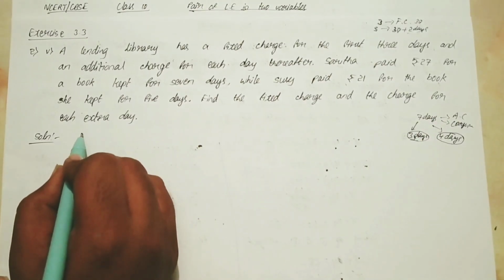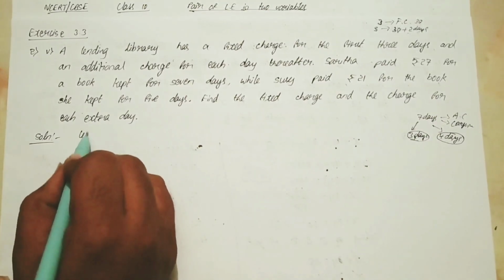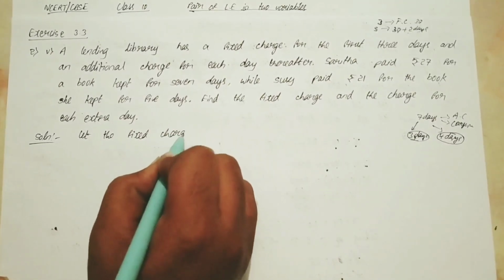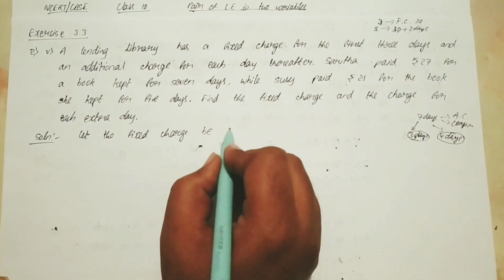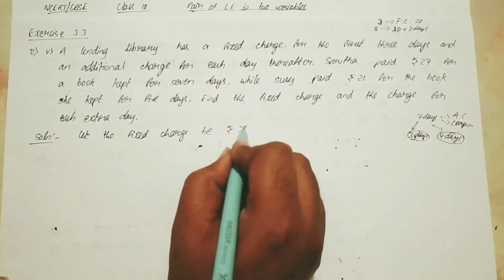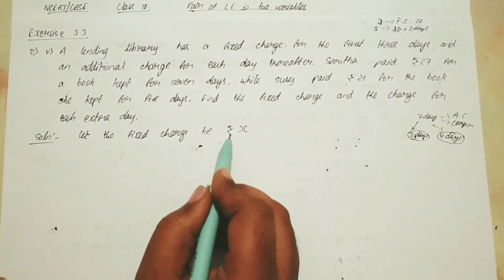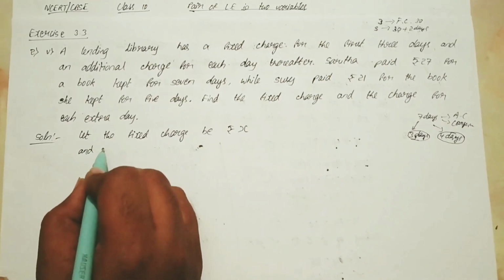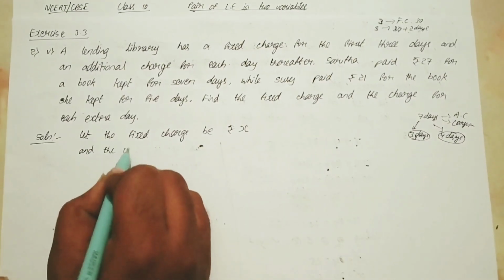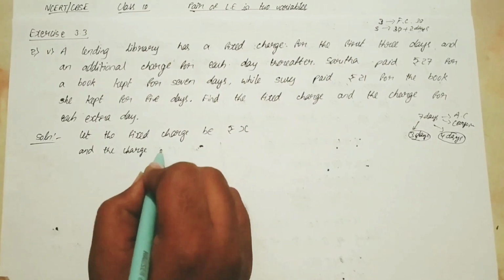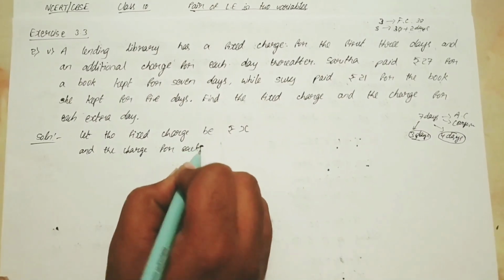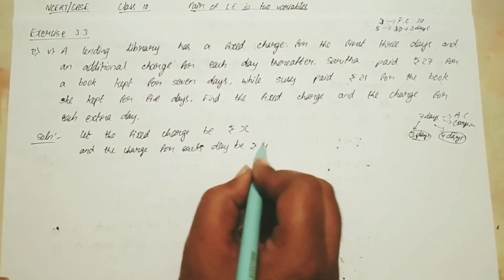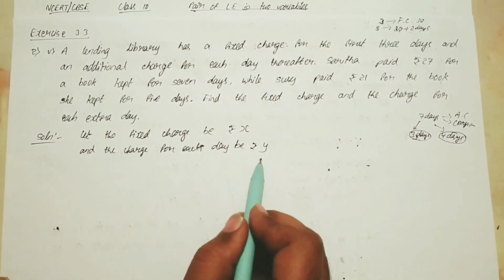Find the fixed charge and the charge for the extra day. So we have to find the fixed charge and the charge per day, right? So let the fixed charge be rupees x. So I took the fixed charge as rupees x. Along with this we have to find the charge per day, so let the charge for each day be rupees y. So for additional charges we took y, right?